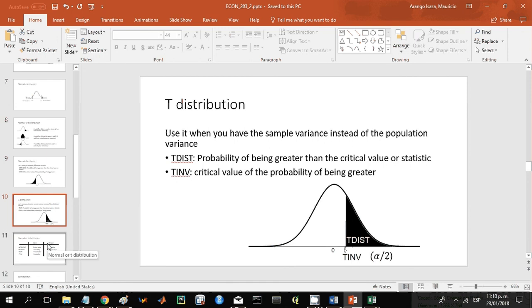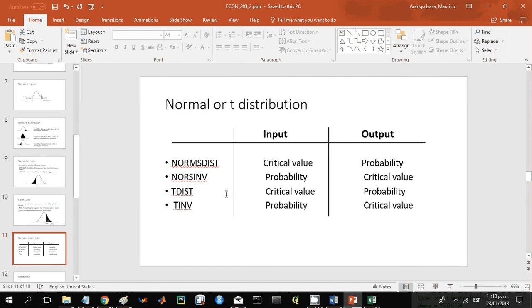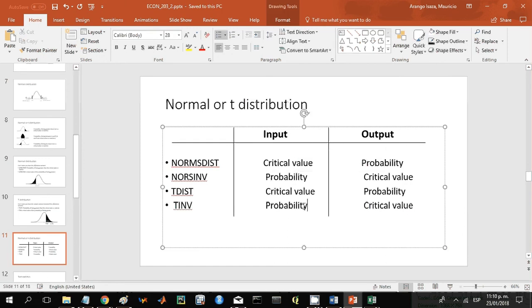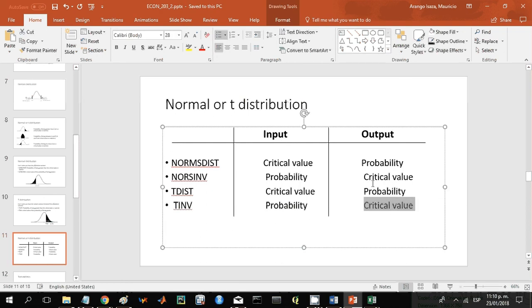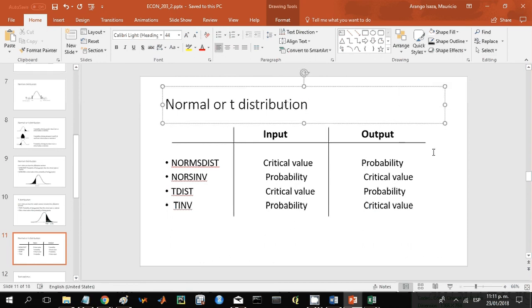So to summarize, the inputs for the functions with inverse are going to be probabilities, and for the ones with just the distribution, the inputs are going to be critical values. For the ones with the inverse, the output is going to be the critical value, and for the ones with the critical value as an input, that is normal standard distribution and t-distribution, the output is going to be the probability.